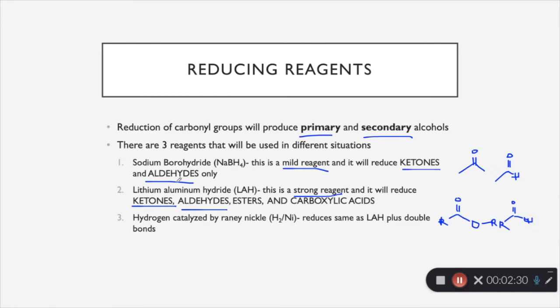So you really need to keep these straight. Sodium borohydride is mild. It will reduce ketones and aldehydes. LAH is strong, and it will reduce pretty much everything except for a double bond. And we're going to see here we have hydrogen catalyzed by Raney nickel, or H2 over nickel, and that will reduce everything that LAH reduces plus double bonds. And that is specific to the Raney nickel hydrogen catalyzed reaction.